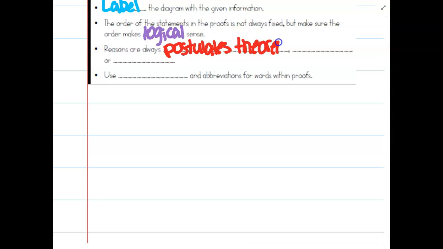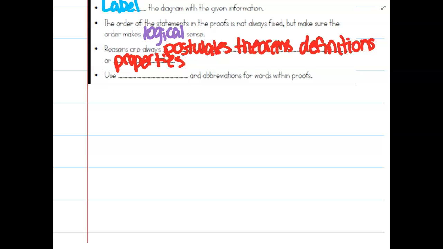theorems, definitions, or properties. Postulates, theorems, definitions, or properties. Now the definitions, this could be anything like, well, they're complementary angles, so they had to get 90. That's the definition of a complementary angle. That would be a reason. I know they equal 90 because the definition of a complementary angle is they had to give me 90.